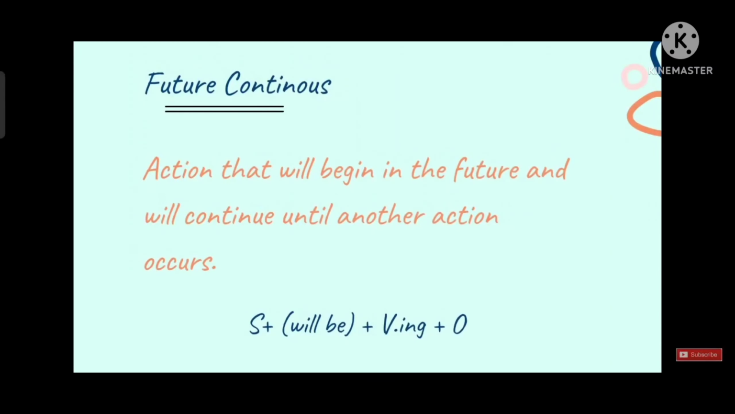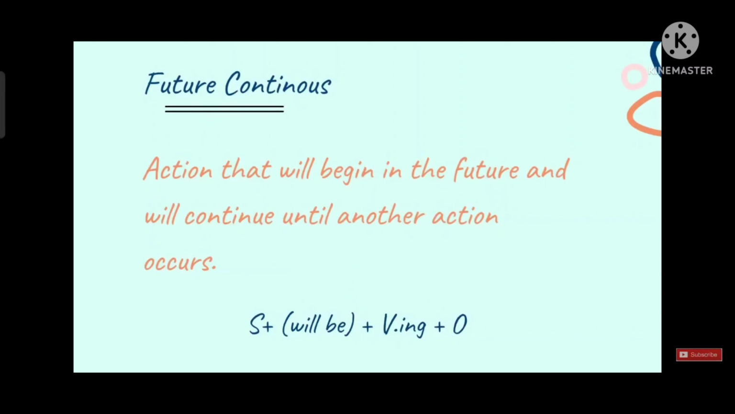What is a future continuous tense? If an action will begin in future and will continue until another action occurs, then it is called in future continuous tense. Please note, it is not necessary that another action is mentioned in the sentence. The structure of it is subject plus will be plus verb's ing form plus object.